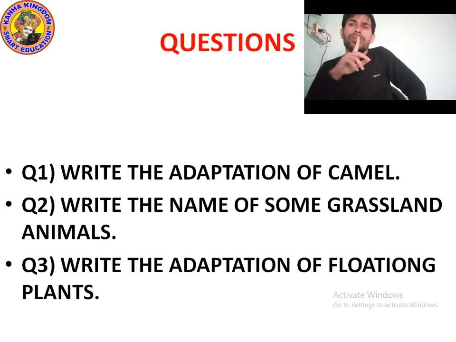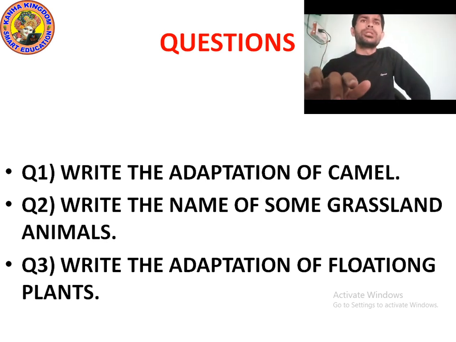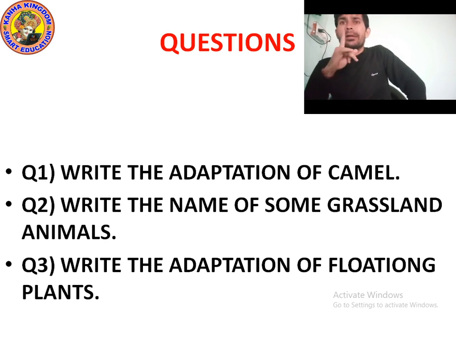So question number 1: write the adaptations of camel. Adaptation number one, they have a hump in which fat is stored. So what is the function of the hump? It helps them to survive. Second adaptation is they have two rows of long eyelashes which protect against blowing sand and the sun. And next adaptation is they have broad, flat, leathery pads.